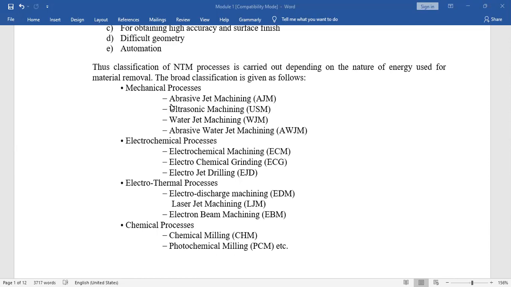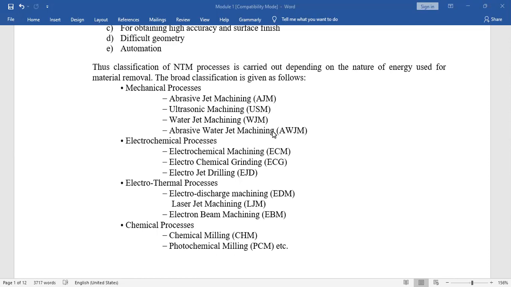First is abrasive jet machining, and the short form is AJM. Second is ultrasonic machining, short form USM. Third is water jet machining, short form WJM. And the last is abrasive water jet machining, short form AWJM. All these processes you have to study in detail because they are given in your syllabus. So these four types come under the mechanical process.